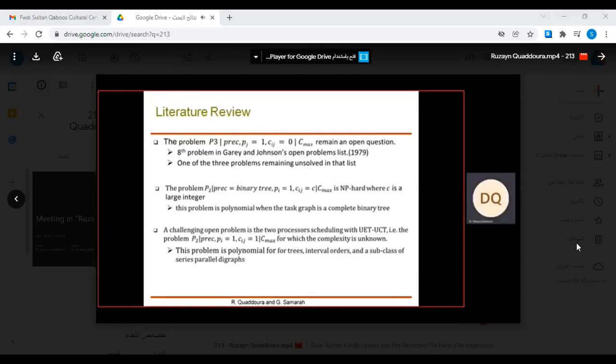A challenging problem is the two processors scheduling with UET-UCT, that is, the problem P2 | precedence, Pi equal to 1, Cij equal to 1 | Cmax, for which the complexity is unknown. In the literature we also find that this problem is polynomial for trees, interval orders, and a subclass of series-parallel graphs.